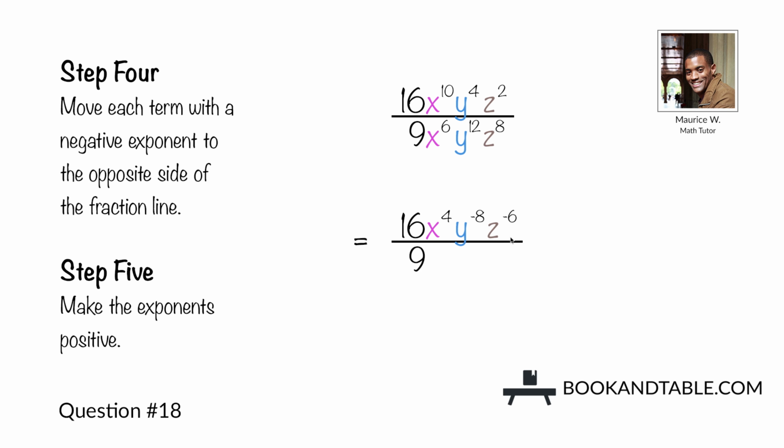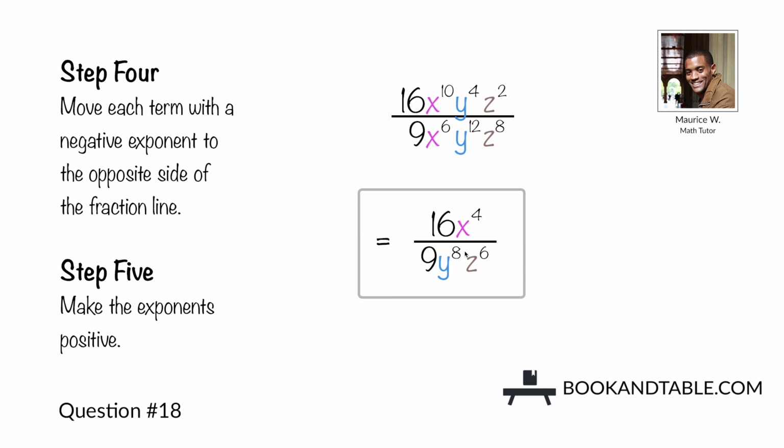And now we want to move each term with a negative exponent to the opposite side of the fraction line. So we are going to move y to a negative 8 and z to negative 6 to the denominator, and then make their exponents positive, step 5. So that gives us 16x to the 4th divided by 9, y to the 8th, z to the 6th.